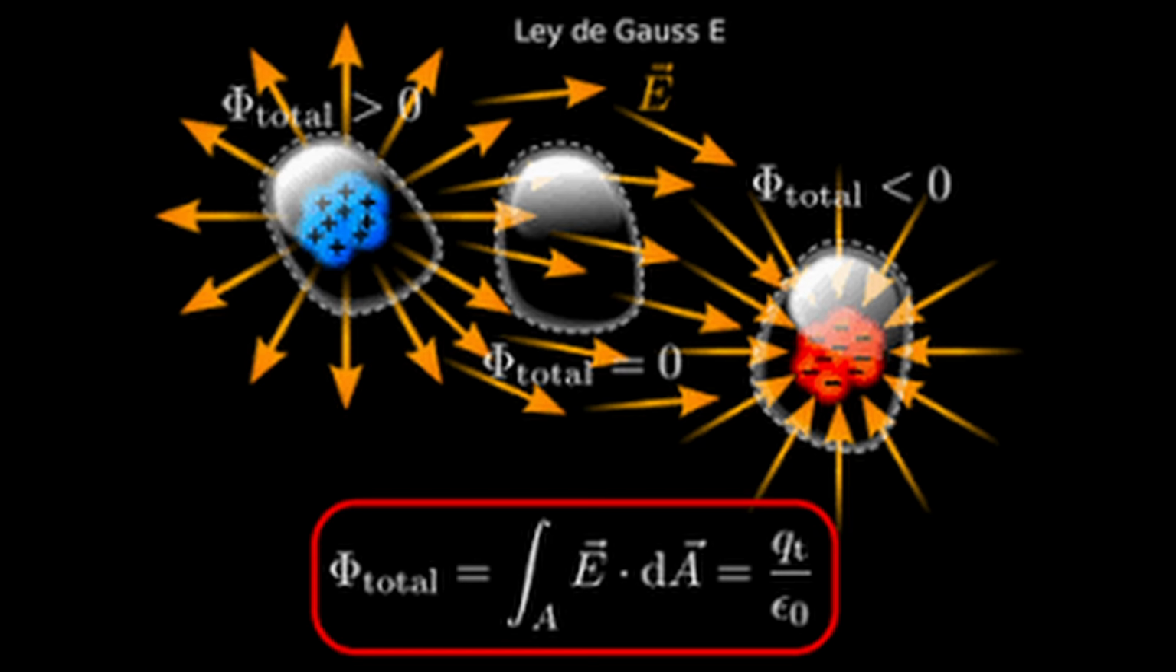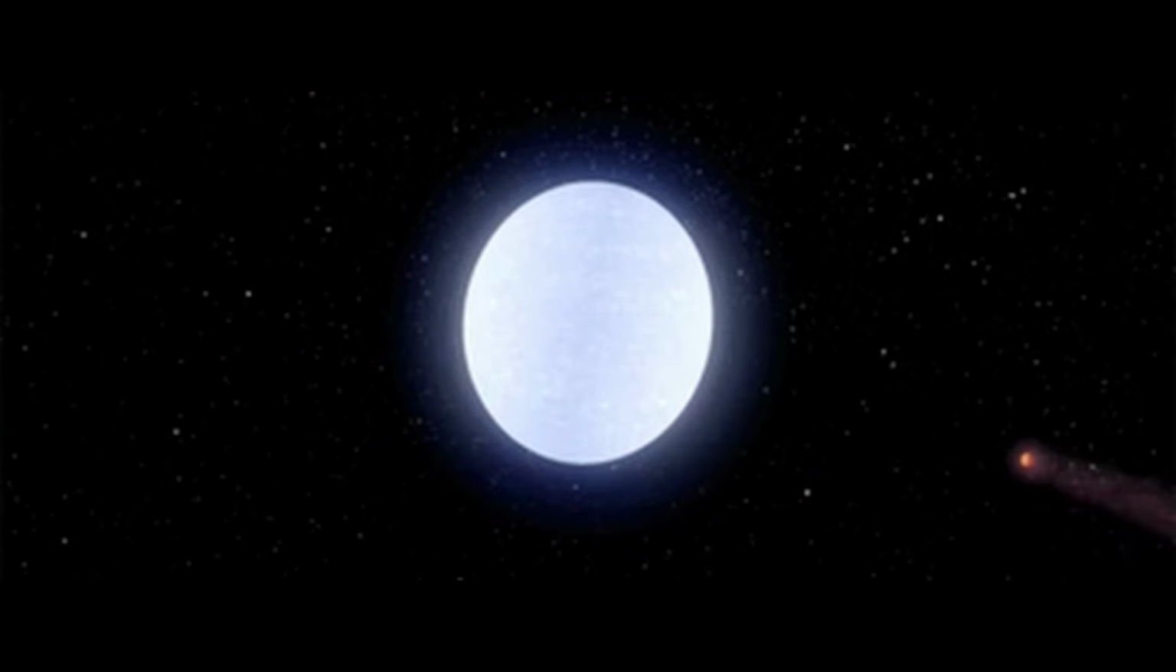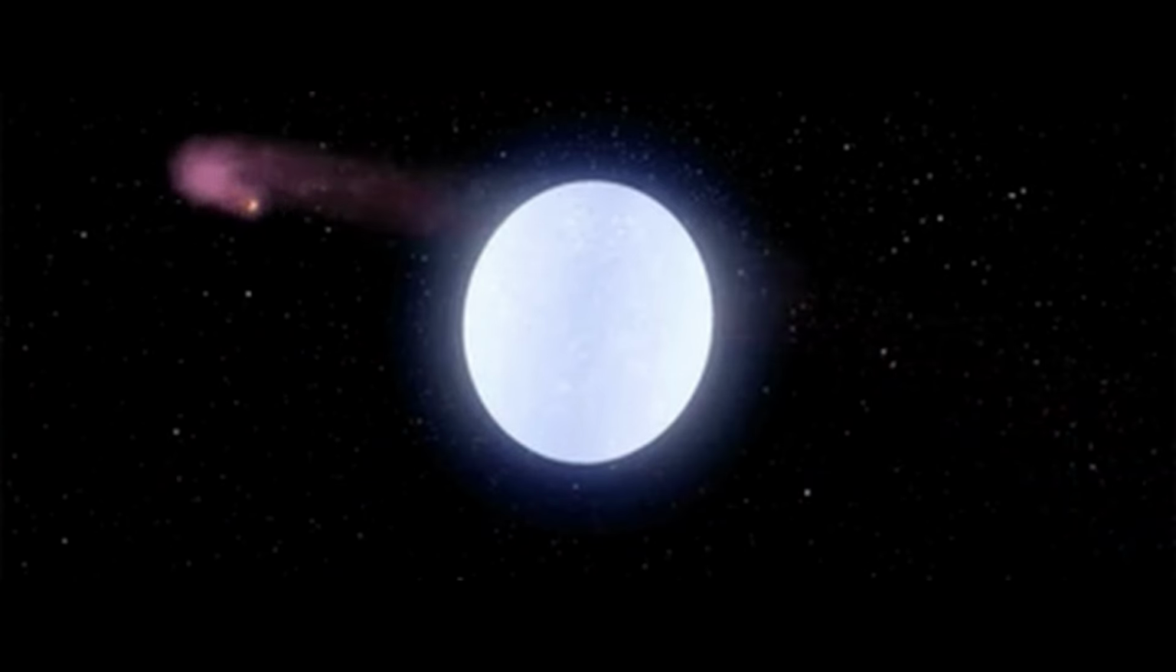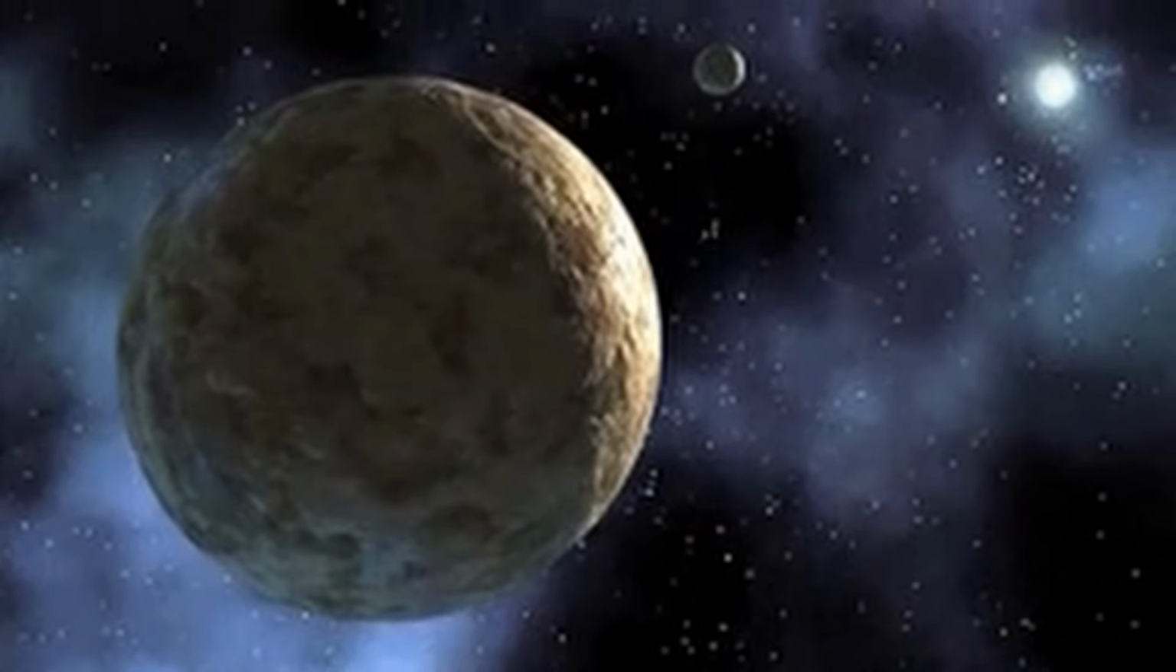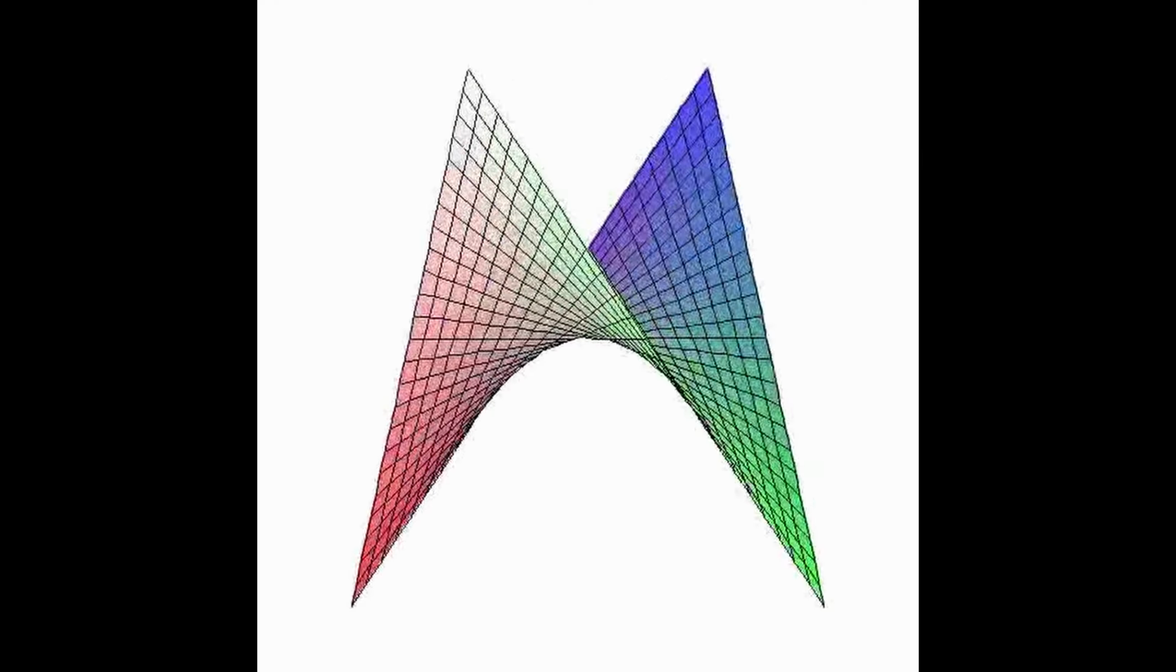Gauss's law is one of the four Maxwell's equations that form the foundation of classical electrodynamics. It relates the electric flux through a closed surface to the charge enclosed by that surface. Mathematically, it is expressed as \oint_S E · dA = Q_enc / ε_0, where \oint_S denotes a surface integral over a closed surface, S. E is the electric field.